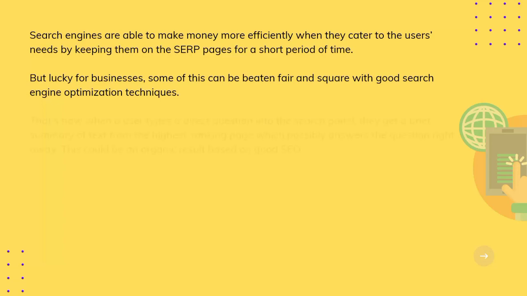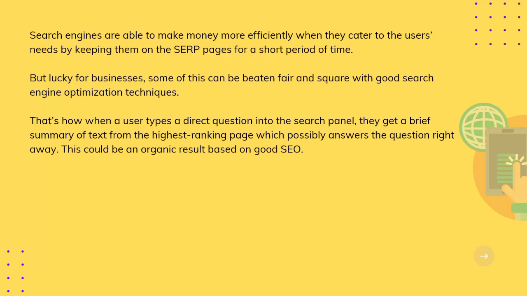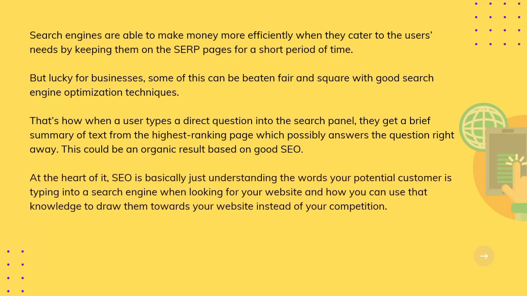That's how, when a user types a direct question into the search panel, they get a brief summary of text from the highest ranking page, which possibly answers the question right away. This could be an organic result based on good SEO. At the heart of it, SEO is basically just understanding the words your potential customer is typing into a search engine when looking for your website, and how you can use that knowledge to draw them towards your website instead of your competition. So, it is fundamentally about understanding your customers.